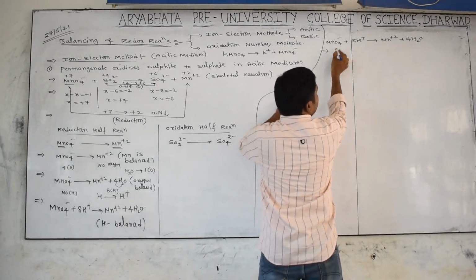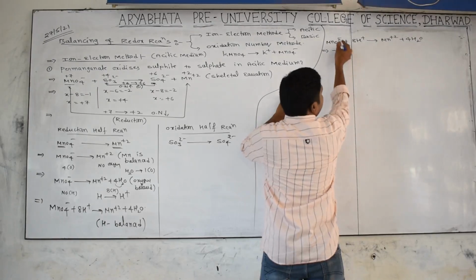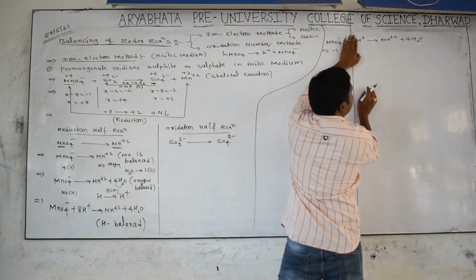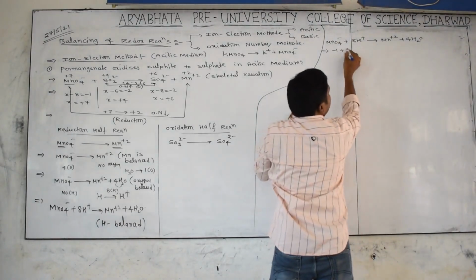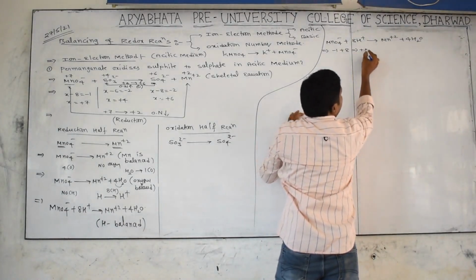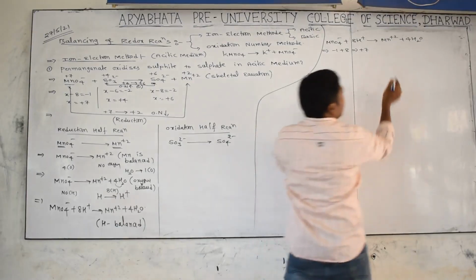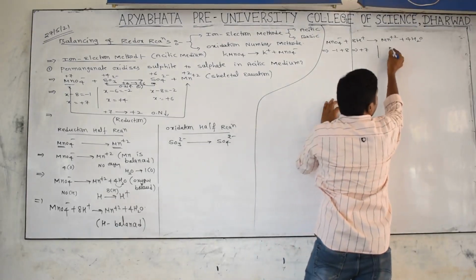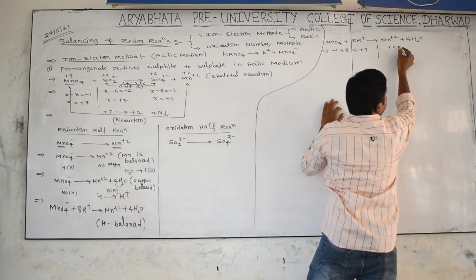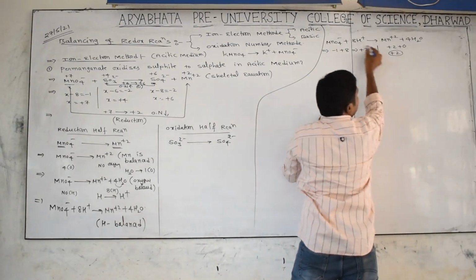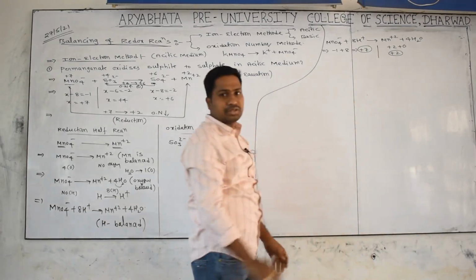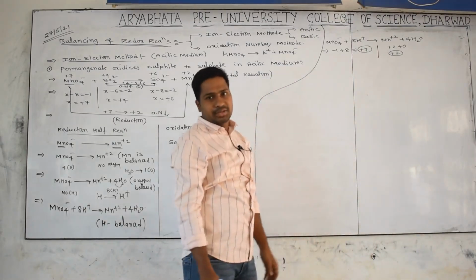What is the charge on this one? -1. Each hydrogen carries how much? Plus 1, so 8 hydrogens carry plus 8. Finally, the left side charge is plus 7. Come to the right side. The right side charge is plus 2. Does water carry any charge? No charge. That's why the right side has plus 2 charge, and the left side has plus 7 charge. How do we balance the charge?